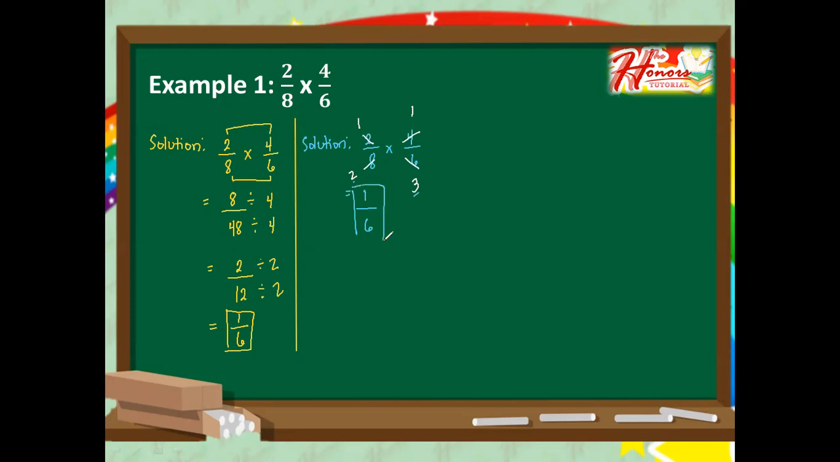So as you can see, the answers are the same, both 1 over 6, but different ways. So you can use any method that you are comfortable using. No problem with that, as long as your answer at the end is correct.